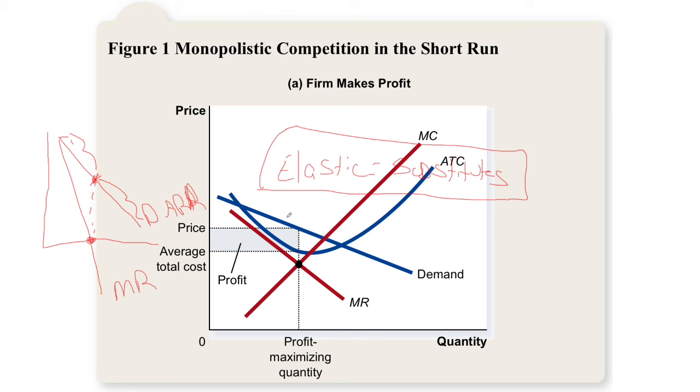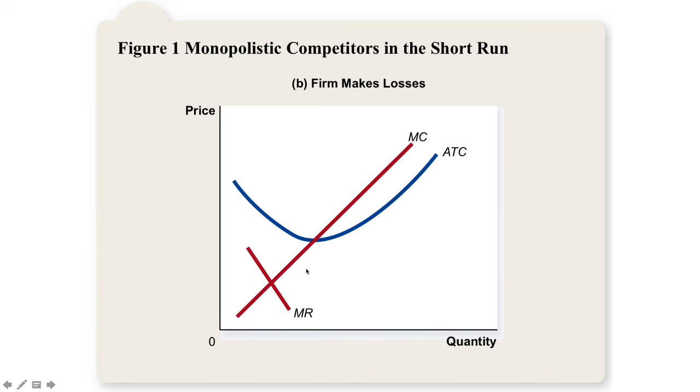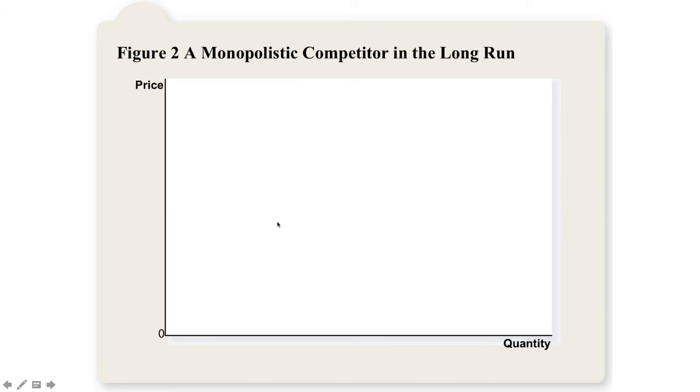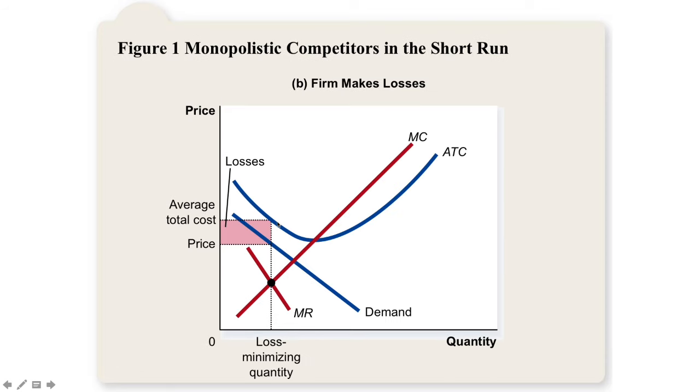So we have a downward sloping demand curve. Marginal revenue is less than demand. The firm produces where MR equals MC. At this point, price is above average total cost, and the firm is earning positive economic profits. Okay, now sometimes monopolistically competitive firms might be losing money. It's going to be the same scenario. They're going to produce where MR equals MC. They're going to mark up the price. Only this time, price is lower than average total cost, and the firm would be losing money.